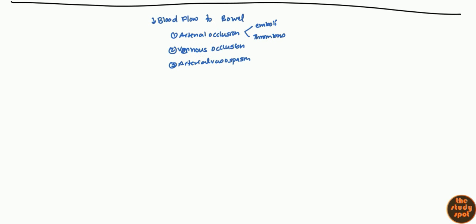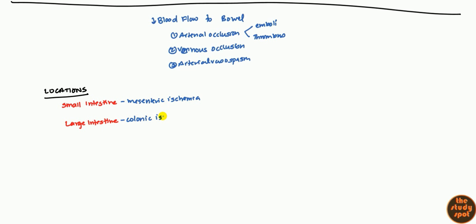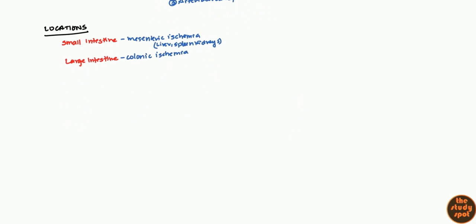So let's talk about the different types. The first thing is you could differentiate them based on location. When you're basing them on location, we split it into small intestine or large intestine. Small intestine is called mesenteric ischemia, and large intestine is called colonic ischemia. And with mesenteric ischemia, you also include the liver, the spleen, and the kidneys as well. These are oftentimes included with mesenteric ischemia, again, because they get the same sort of blood flow from the celiac trunk.